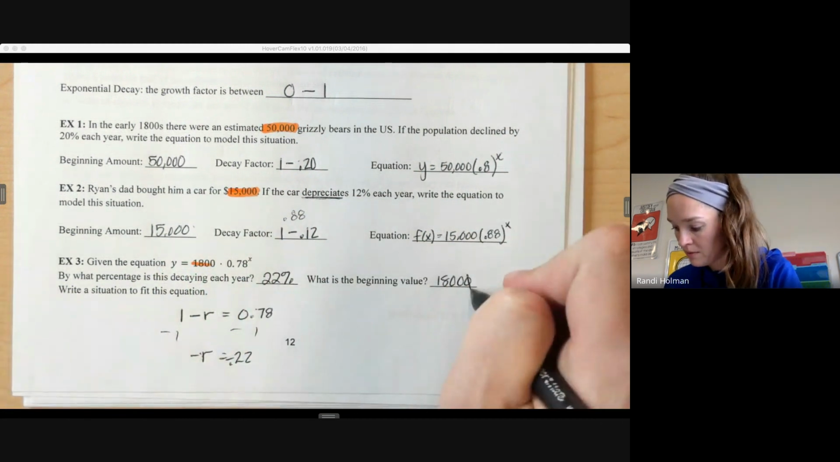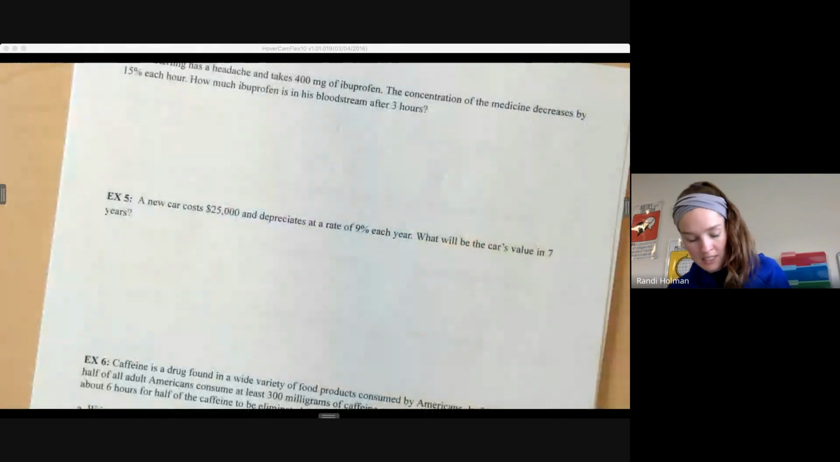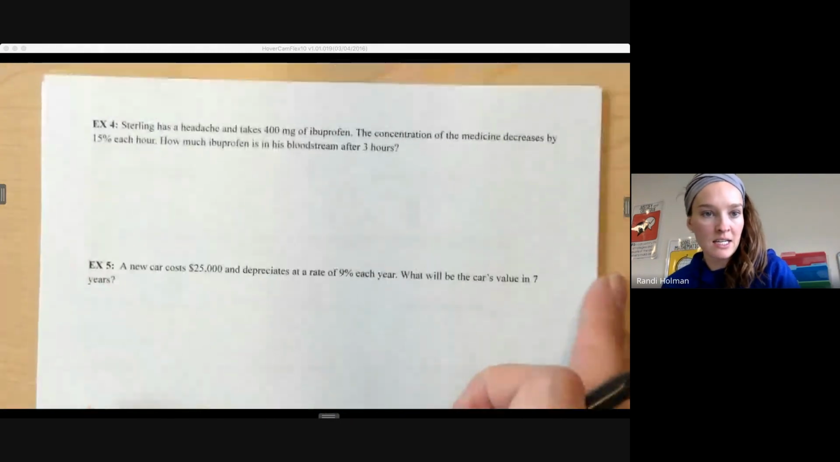Oh, that's wrong. 1,800. Added an extra 0 there for kicks, apparently. Okay, a couple more examples, and we'll wrap it up for this lesson.